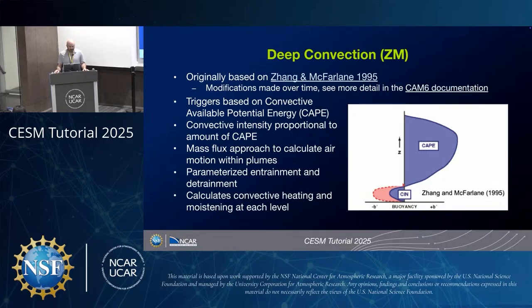ZM triggers based on the amount of CAPE, convective available potential energy. So the more CAPE there is, the more strongly convective it's going to be. It uses a mass flux approach to calculate air motion within plumes. This basically means that it's calculating the amount of air that's moving layer by layer within these plumes it's modeling. CAM has parameters that control the amount of entrainment and detrainment into these plumes and out of these plumes. And the result at the end of the day that we're interested in is how much convective heating and moistening there is at each level. So ZM will give us those tendencies.